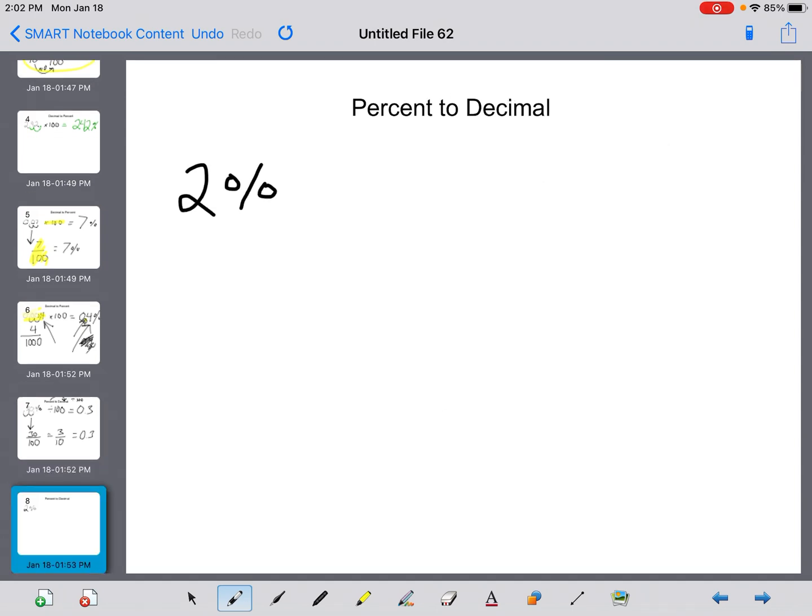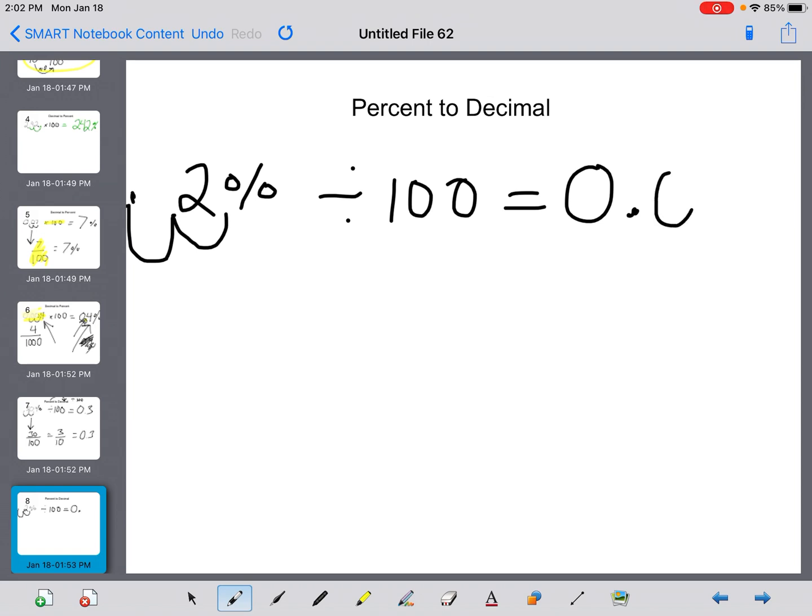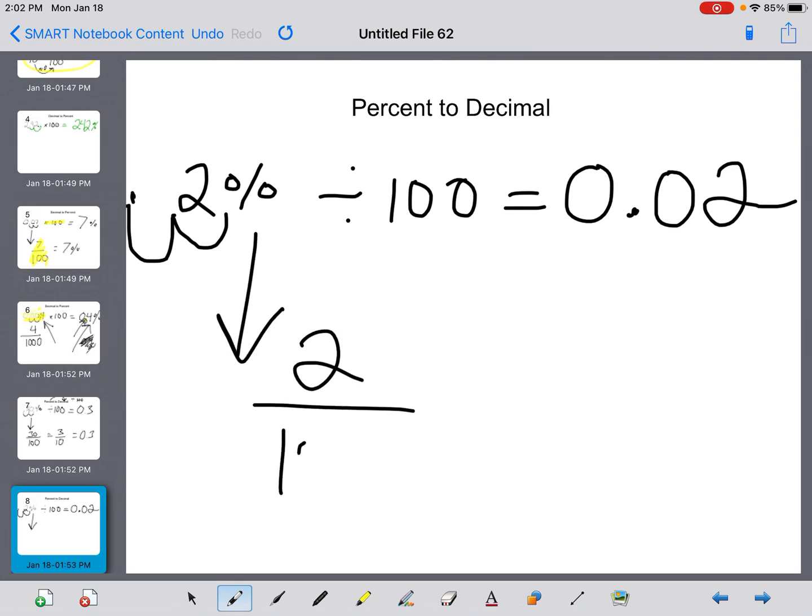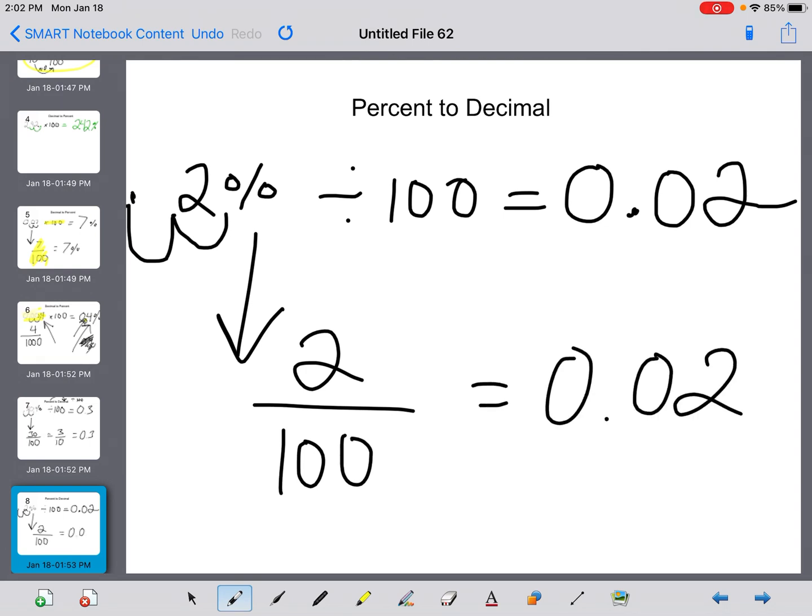So here we have another one. I'm going to divide by 100. Move your decimal place over to the left once and then twice to represent those 2 zeros. But in this case, I need to put in a 0 after the decimal to hold place value, and I get 0 and 2/100ths. Or I think 2% is the same as 2 out of 100, which is 0 and 2/100ths. So you have to really know these place values: tenths, hundredths, thousandths.